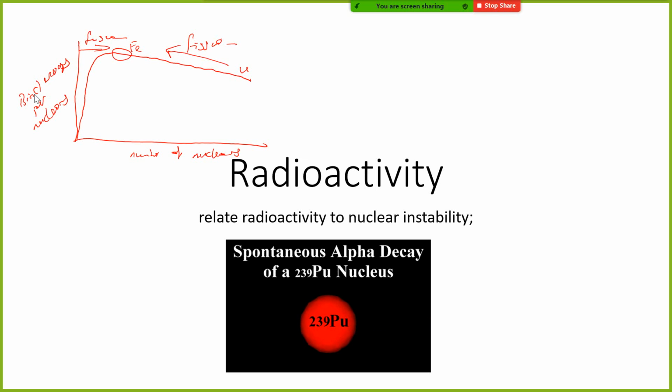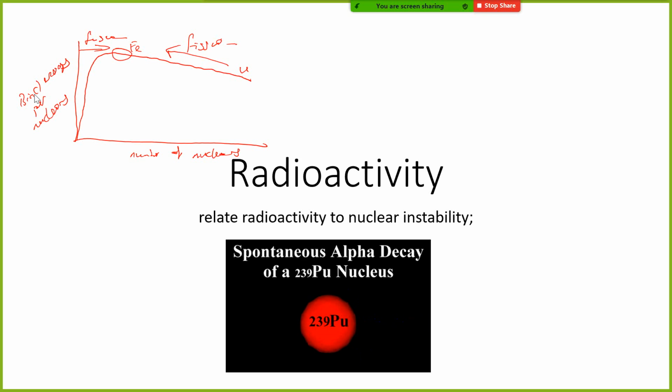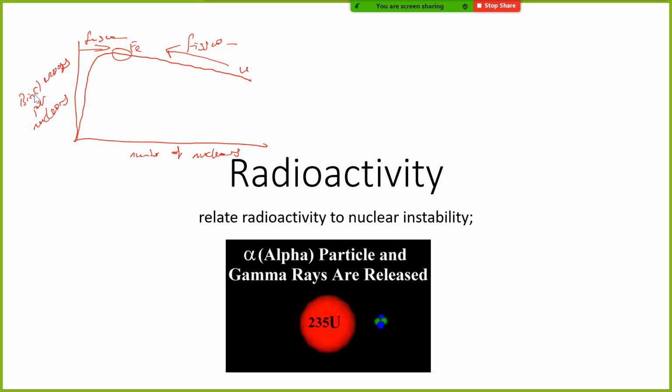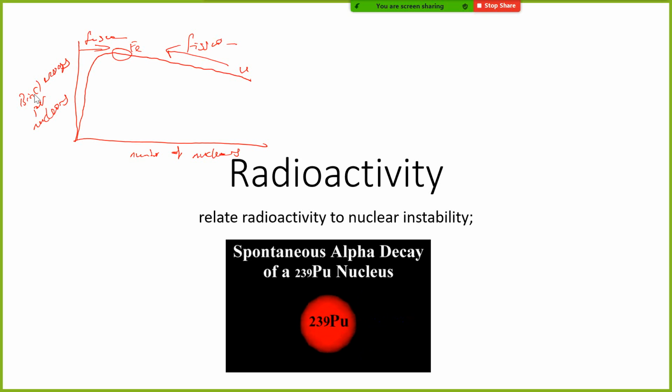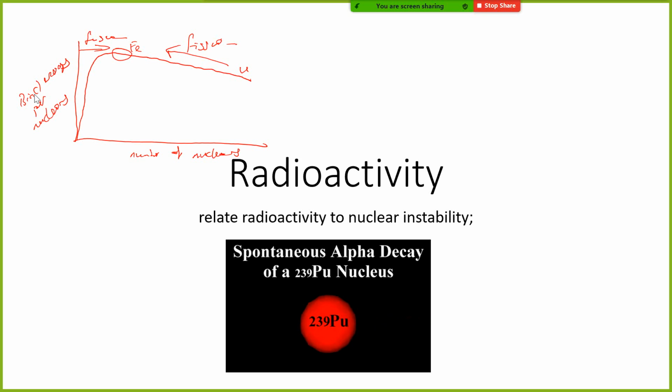I mean, radioactivity, of course, by definition, I think you should know a definition for radioactivity. Anybody know what radioactivity is? Sir, can you please repeat? The question is, what is radioactivity?